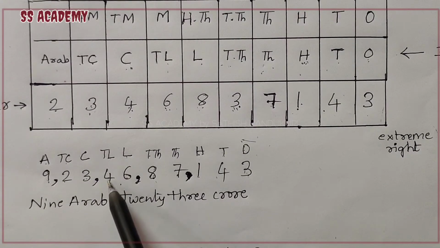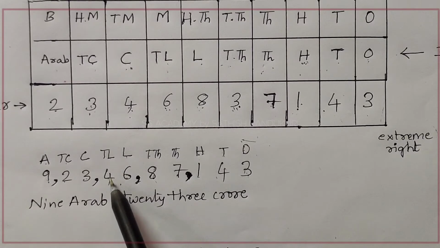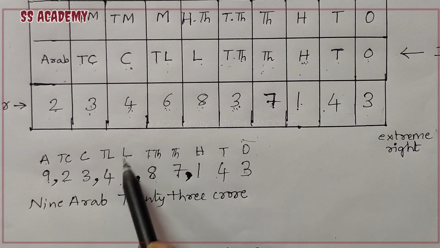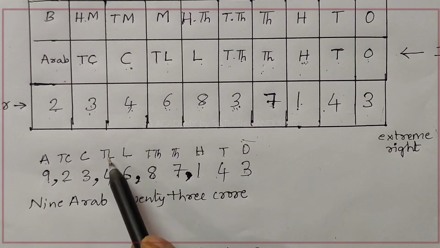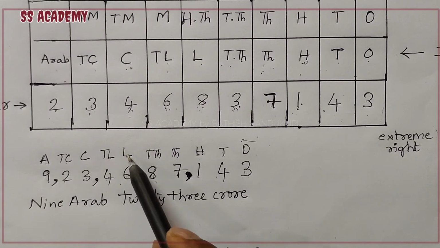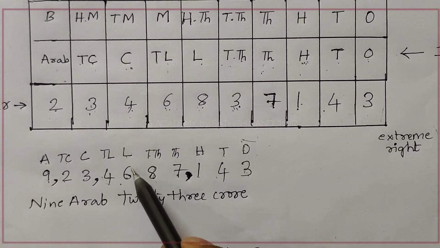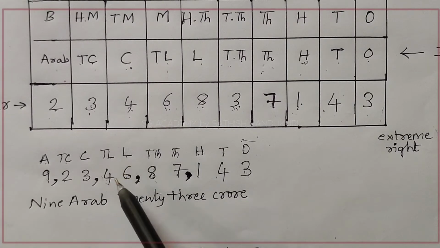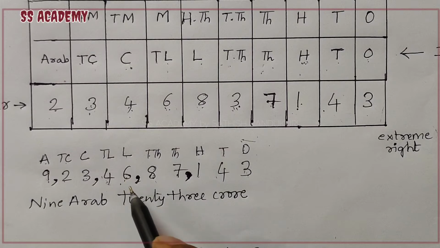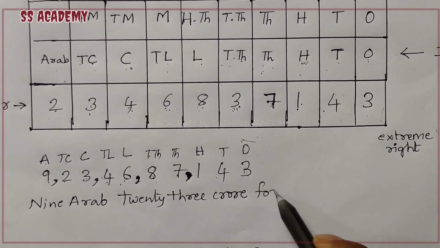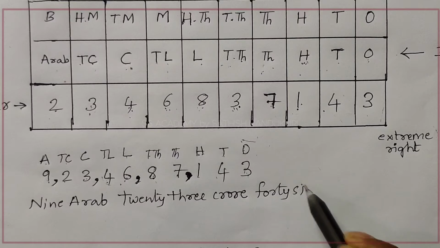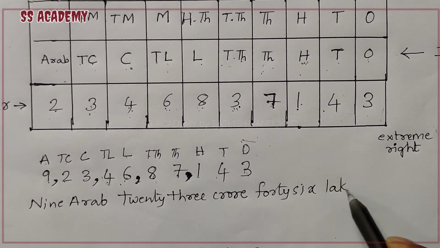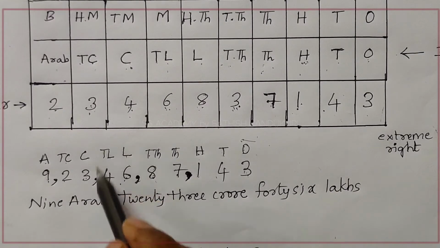After crores, we entered into the lakhs category. 4 is in 10 lakhs place, 6 is in lakhs place. That means this number 46 is under the lakhs category. That's the reason you need to write it as 46 lakhs. So lakhs are done.